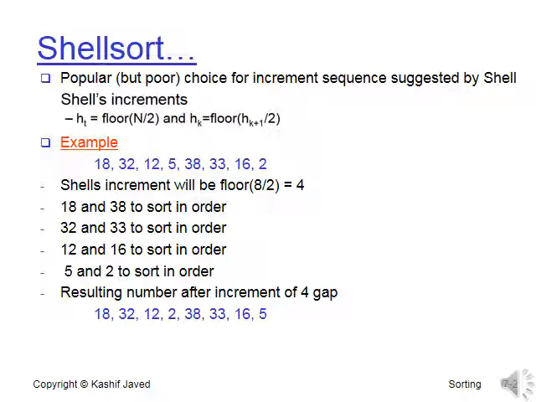Similarly, numbers 12 and 16 will remain the same. Numbers 5 and 2 need to be swapped because they are not in order. Once done, the resulting numbers after the Shell's increment of gap 4 will be 18, 32, 12, 2, 38, 33, 16, and 5.